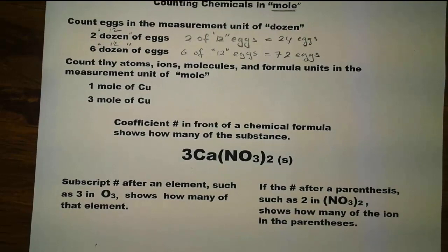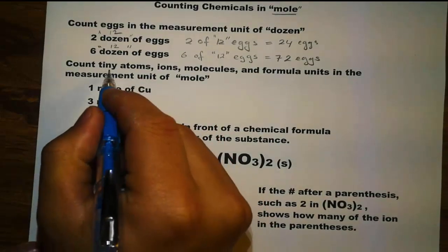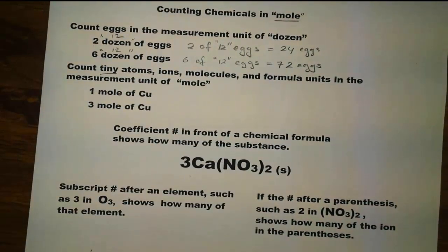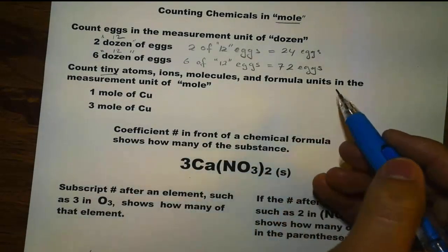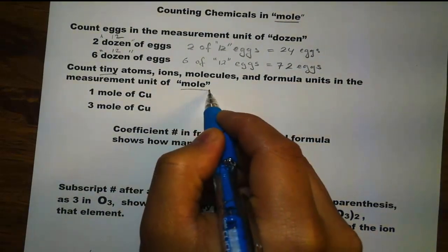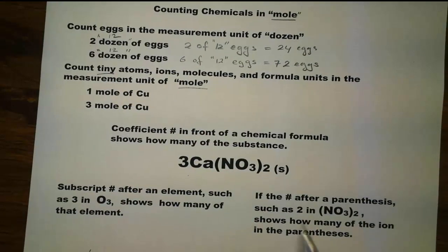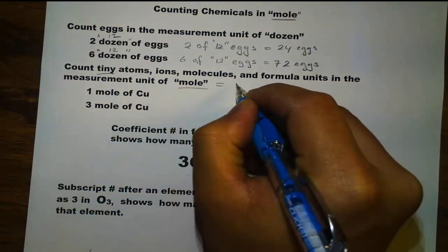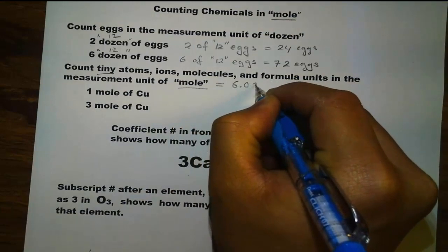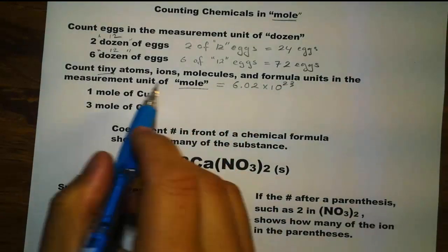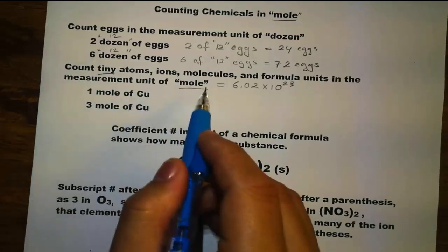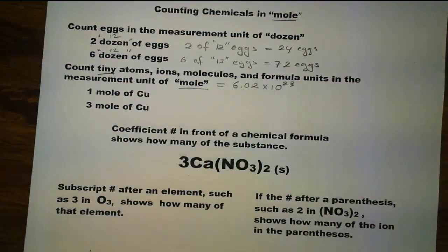What about atoms? Well, atoms are very tiny and they are invisible to us, right? But we can actually count them in terms of the unit mole. So when we count atoms, ions, molecules, and formula units, we use the term mole. And what is a mole equal to? Remember the Avogadro number? That mole is equal to 6.02 times 10 to the 23rd. So instead of being 12 like a dozen, a mole equal to that big number, okay?